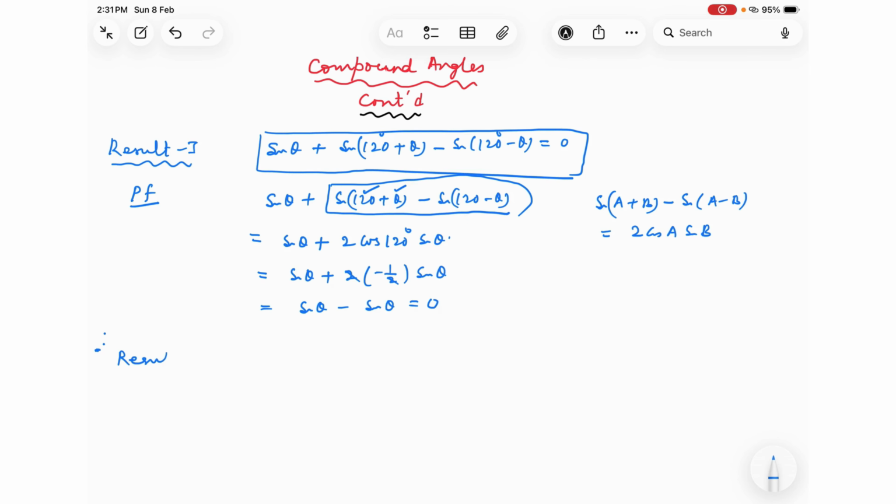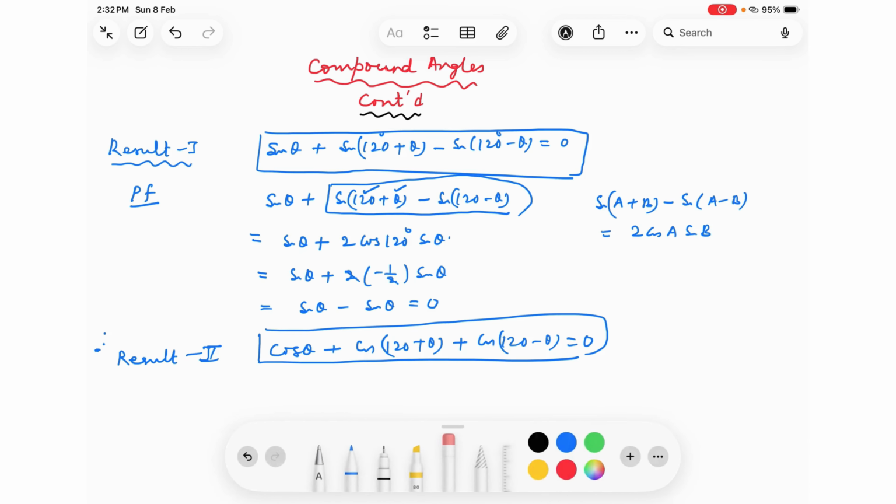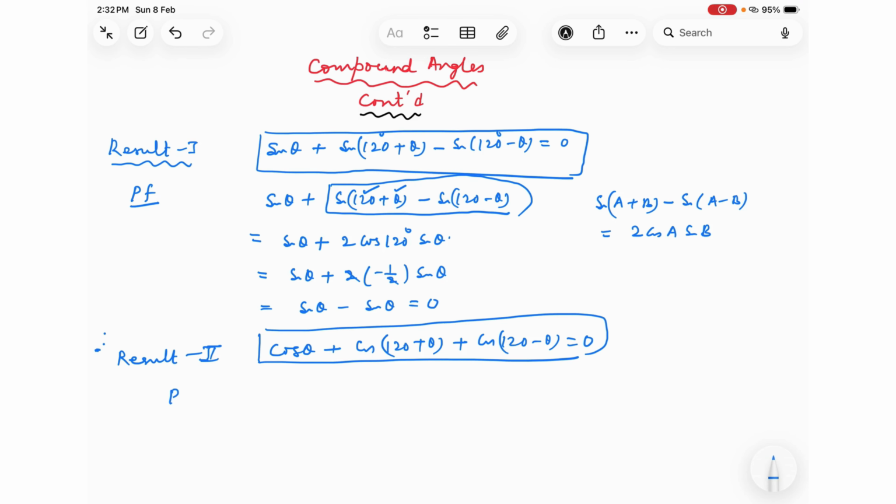Similarly, we have result 2. Result 2 is cos theta plus cos (120 plus theta). Now here, instead of minus, we have plus cos (120 minus theta). It is again equal to 0. Very similar proof for that. Again we'll try to prove it for a minute. Now the proof is very similar to what we have discussed now.